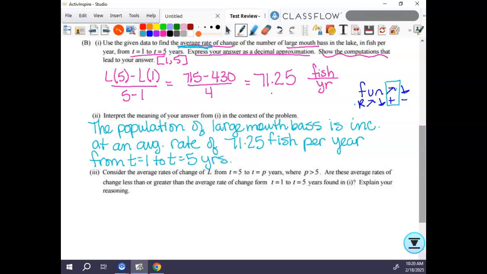Okay? Who, what, when? Who? The population. What? Increasing. When? 1 to 5 years. Okay? And how? I guess there's a how in this one too. Alrighty, so it says consider the average rates of change from t equals 5 to t equals p years, where p is greater than 5. Okay, so we're getting bigger. Are these average rates of change less than or greater than the average rate of change?